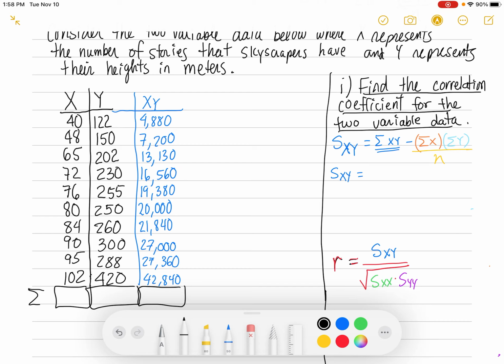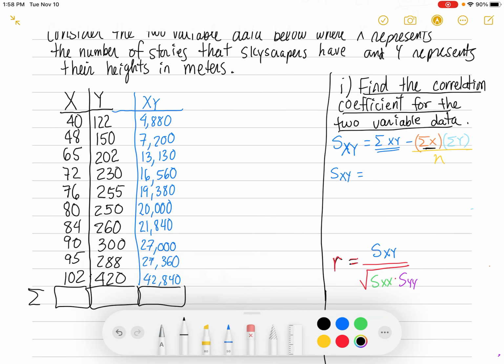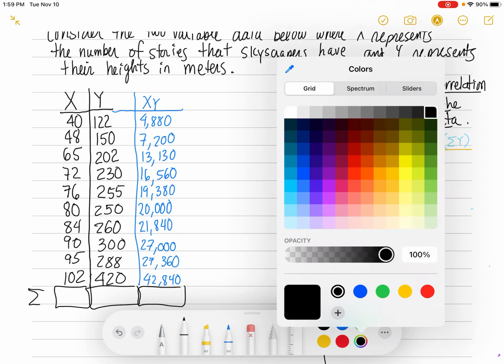So at some point, I'm going to have to add up all the x's. Why am I going to have to add up all the x's? If you look right here, this tells you to add up all the x's. So when you add up all the x's, 40 plus 48 plus 65 plus 72 plus 76 plus 80 plus 84 plus 90 plus 95 plus 102, you should get 752.